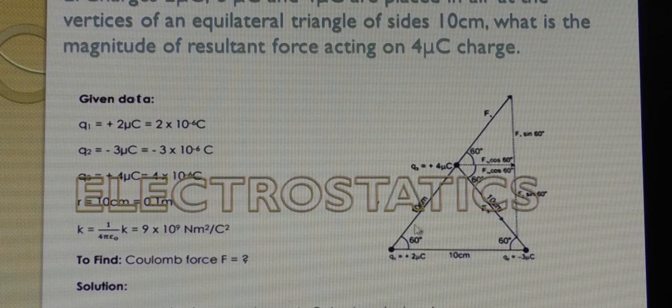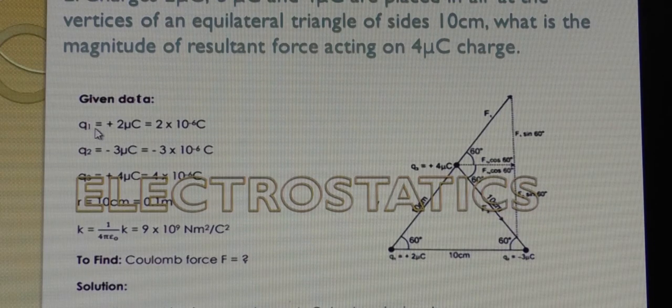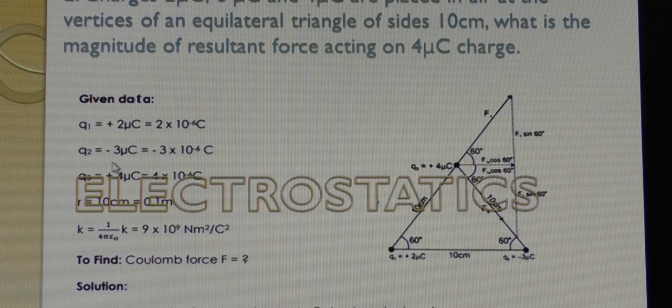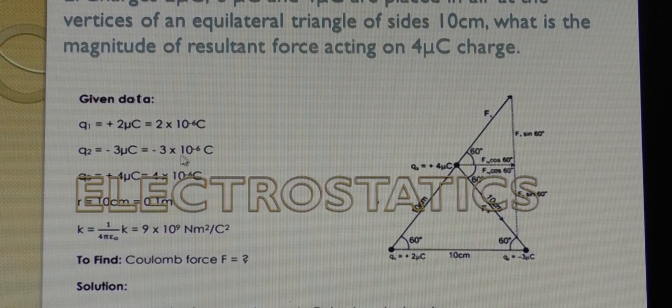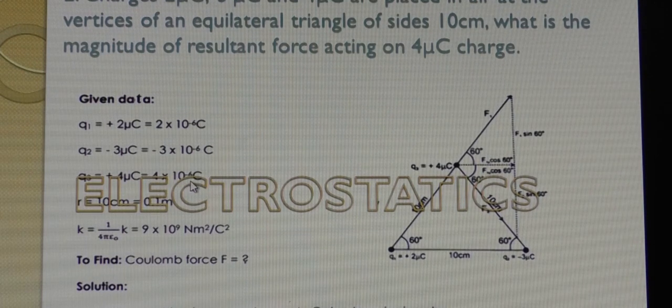So it means we have to find the force due to Q1, Q2 on Q3. First of all, we come to the data given. The three charges, the magnitudes of the charges are given. Q1 is equal to 2 into 10 to the power minus 6 coulomb. Q2 is minus 3 microcoulomb. Q3 is plus 4 microcoulomb, that is, plus 4 into 10 to the power minus 6 coulomb. We have to convert it into SI unit.